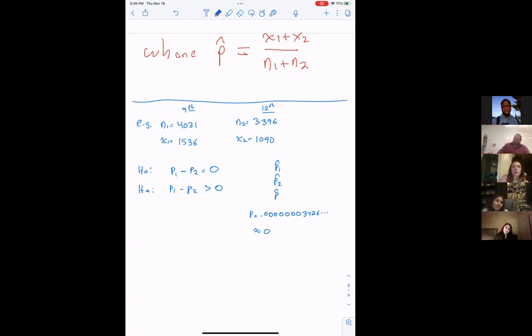That's actually pretty good. Anyway, so what do we conclude in this case? Are we going to reject or not reject the null hypothesis here?